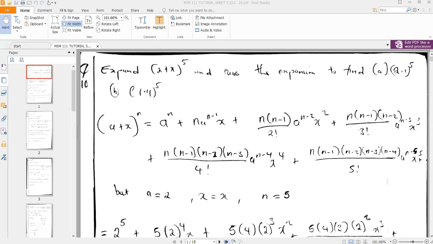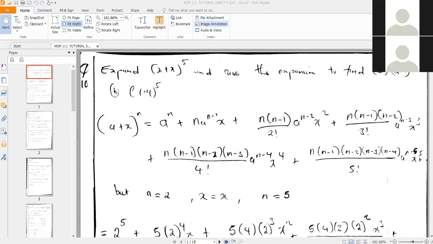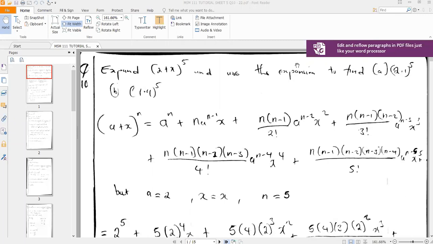So for the questions, we ended on question 10 last time we met. So we continue from question 10 until the last part. Question 10 was requiring us to expand this expression here, right?